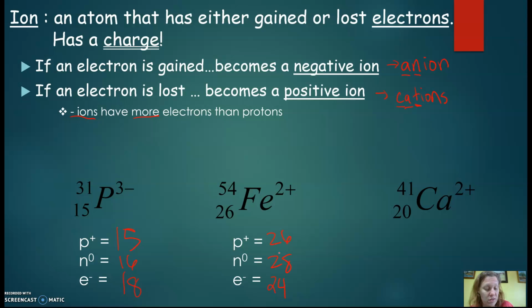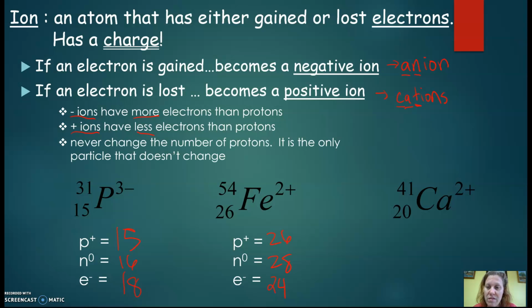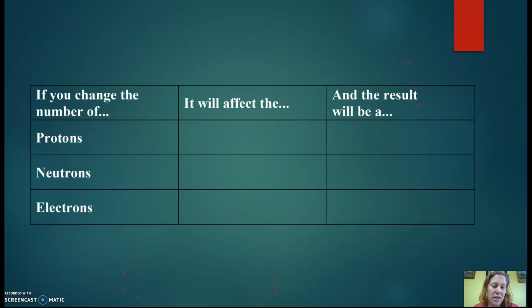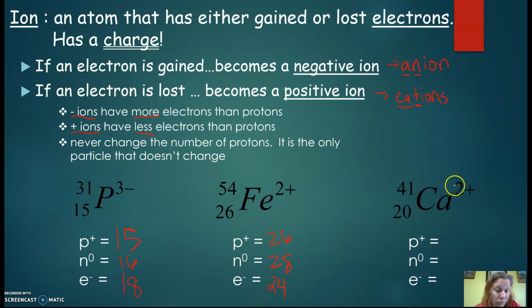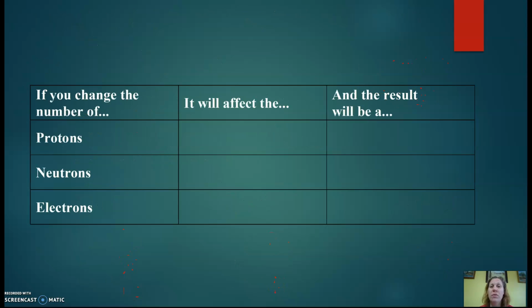Great. So then the next little thing is positive ions have less electrons. Positive ions have fewer electrons than protons. So then calcium, okay. Never change the number of protons. It's the only particle that doesn't change. So protons, 20. Neutrons, 21. Electrons, 2 plus, so 2 fewer, so 18. Yay. Okay, next slide. Hope that's not too fast, but here we go.